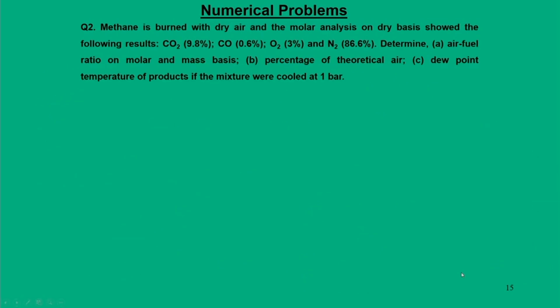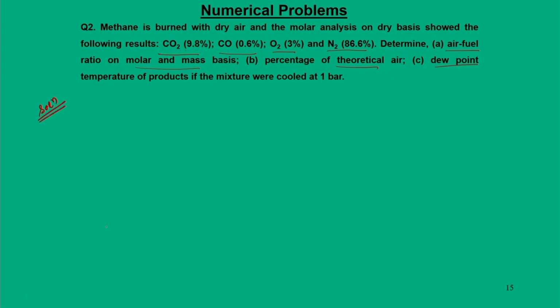Okay. Now, next problem is the data analysis for a methane air combustion. When this methane is combusted with air and we get the combustion products, and those combustion products consist of CO2, CO, O2 and N2 with their respective compositions. We need to find out air fuel ratio on molar and mass basis, percentage of theoretical air and dew point temperature.